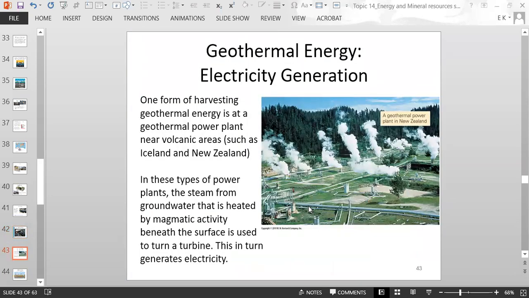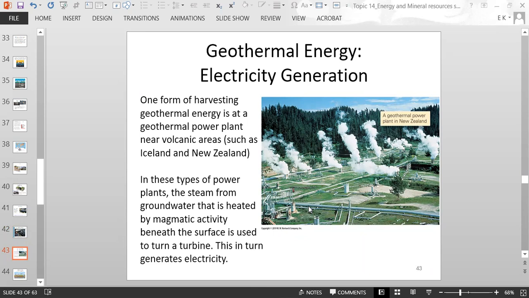Then we have geothermal energy in terms of electricity generation. And then I'm going to talk about heating and cooling of a home using geothermal energy. So geothermal energy can be used for both of those. Okay, heating a home, cooling a home, or generating electricity.